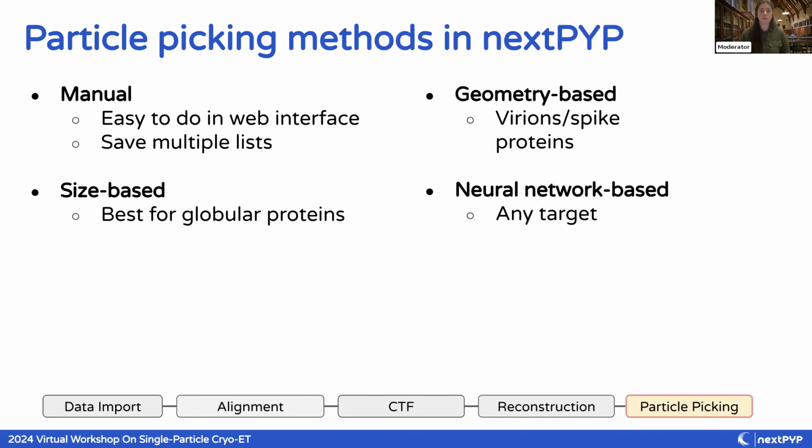So the particle picking methods that we currently support are manual picking. This is pretty easy to do in the web interface. You can save multiple lists. You'll see more on this during the practical and a little bit in this presentation. Then we offer size-based picking, and this is best for globular proteins, and it's very fast and effective. Next is geometry-based picking. This targets virions and spike proteins, gag proteins, things on the surface of virions. And lastly, neural network-based picking, which should be applicable for any target that you can pick a good training set for.